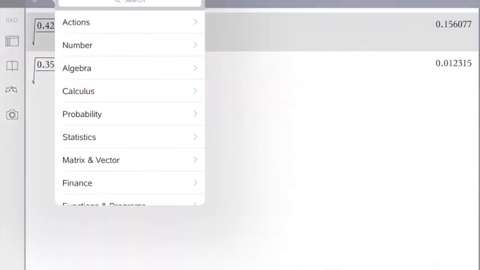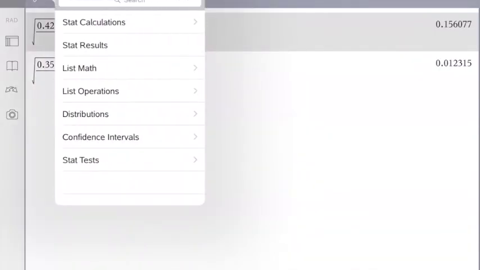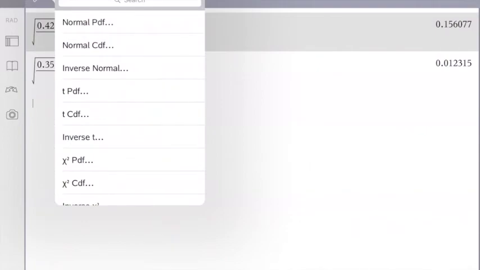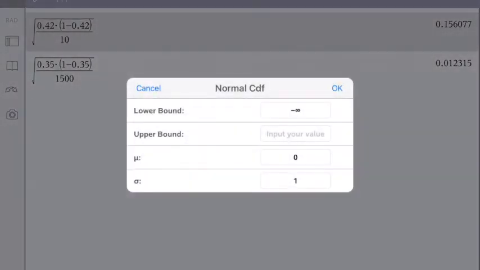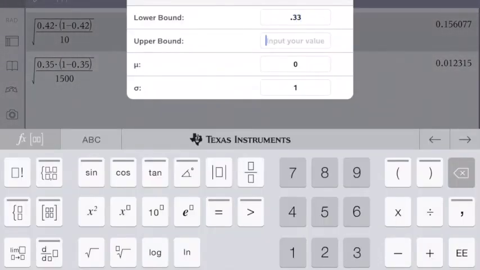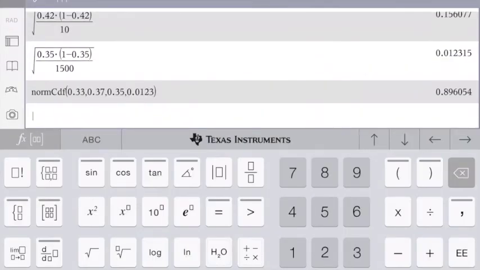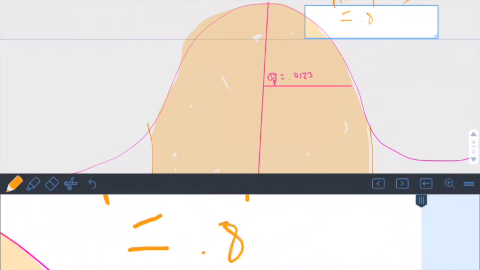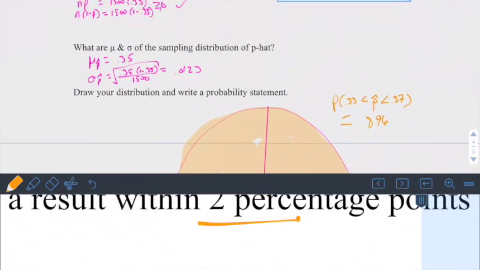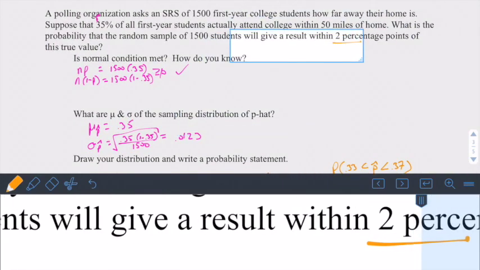Menu, statistics, distributions, normal CDF, remember, cumulative, 0.33 to 0.37. 0.35 is our mu, and our sigma is 0.0123. So there's a 0.896, so 89.6% chance that our sample would be within 2 percentage points.